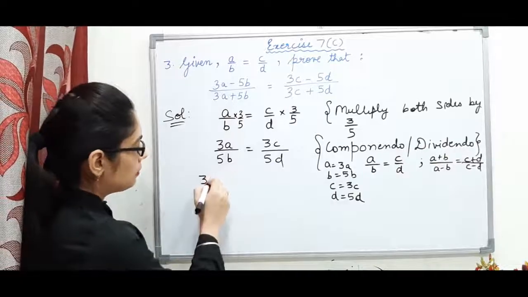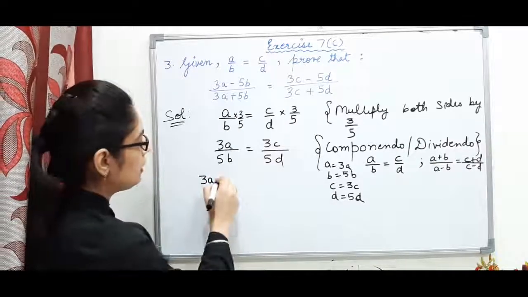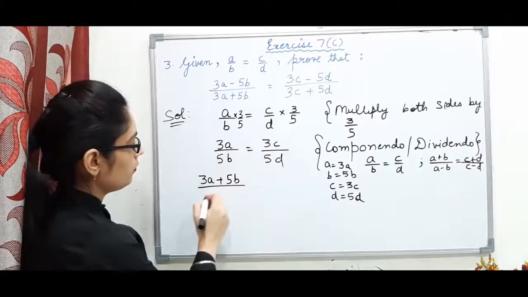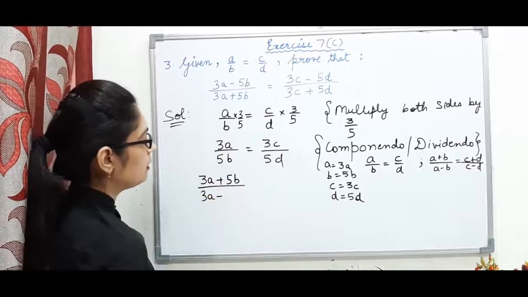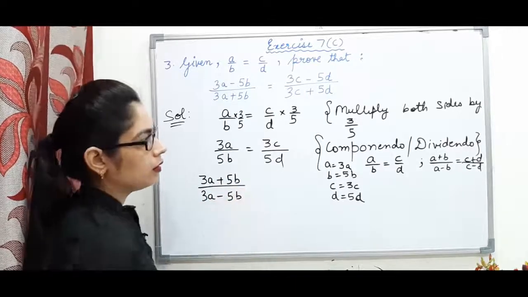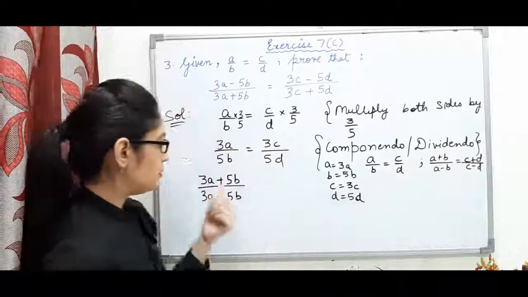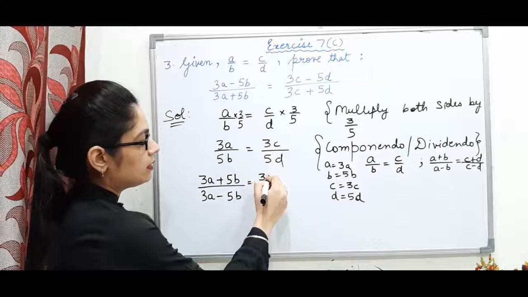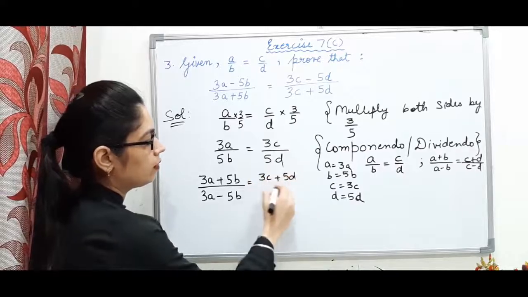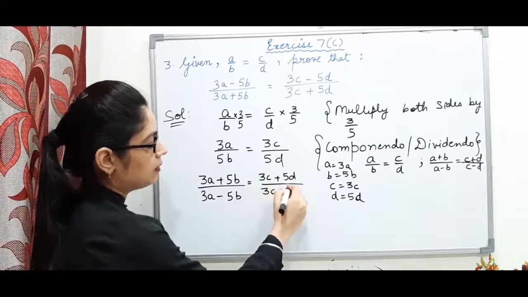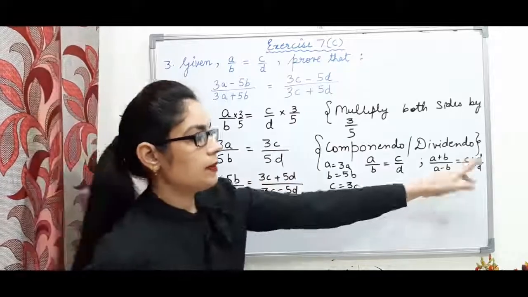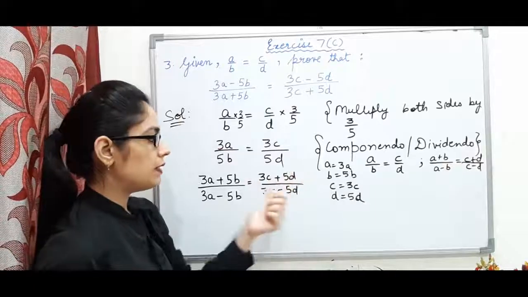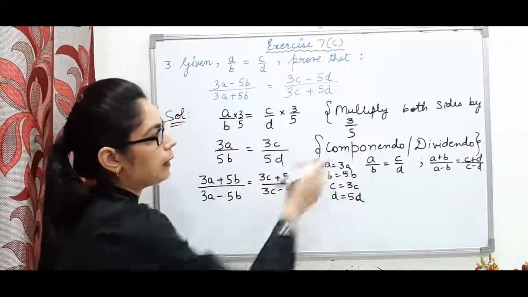So I can substitute: a + b will become 3a + 5b upon 3a - 5b. See, (a + b)/(a - b) equals (3c + 5d)/(3c - 5d). Here c is 3c, d is 5d, so c + d by c - d. So I applied this property.